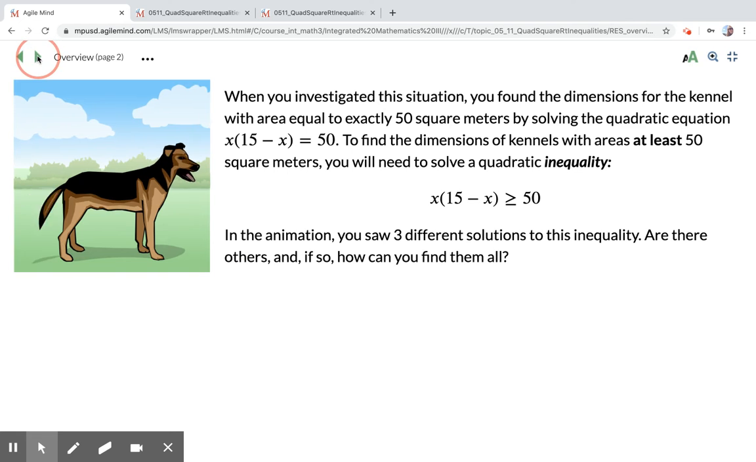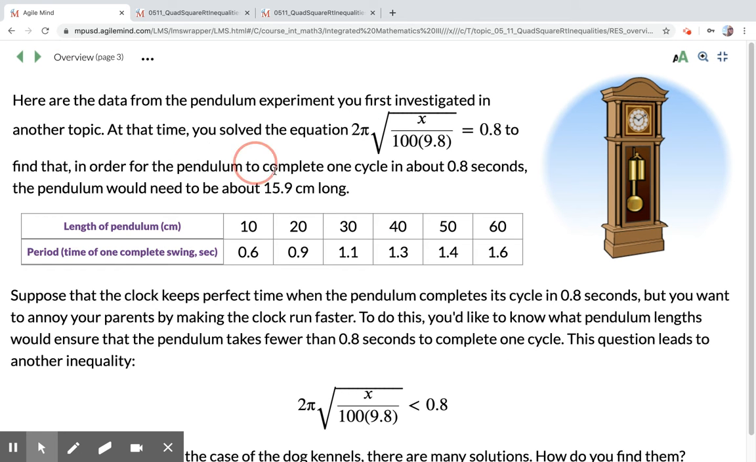Question number 5 brought back the pendulum problem a little bit. Remember this little guy, our pendulum problem from earlier? Remember how we had a problem where we said equal to 0.8 exactly? We were like, I need that to be exactly 0.8 for my clock to do what we wanted it to do. And we used a table and we said it should be between 10 and 20, right?